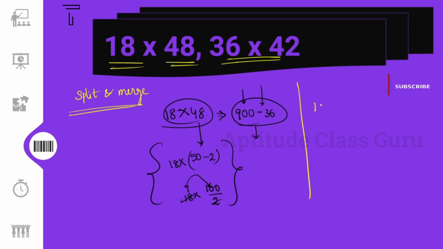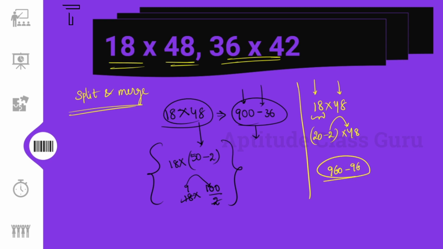For example, I have to do 18 into 48 again. If I am not getting the logic here, then you can do the logic from here, which is nothing but 18 can be done as 20 minus 2 into 48. What is 2 times of 48? It is nothing but simple, right? Which is 96, minus 2 times, and 20 times is the difference, only 1 zero is extra, so that is 960. So again you have to subtract these 2 numbers.